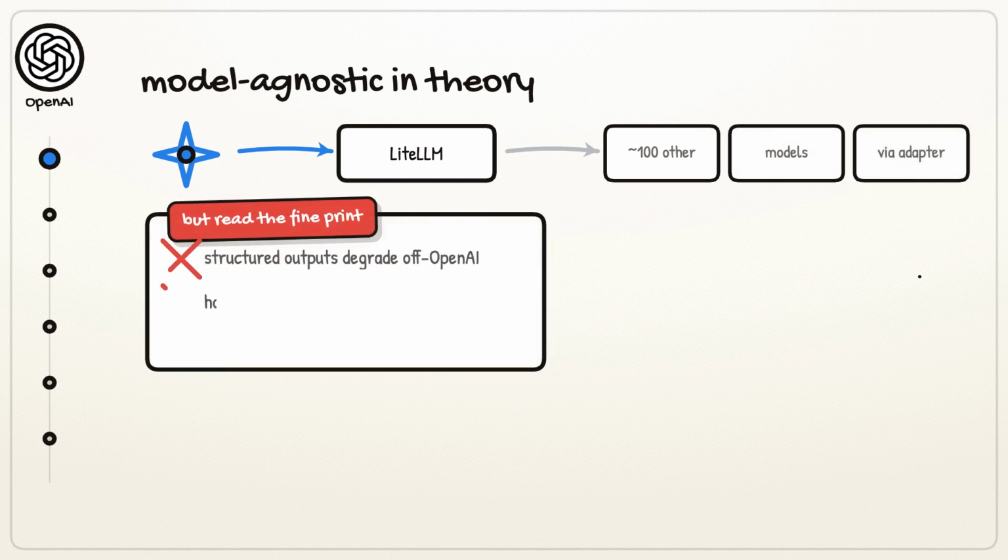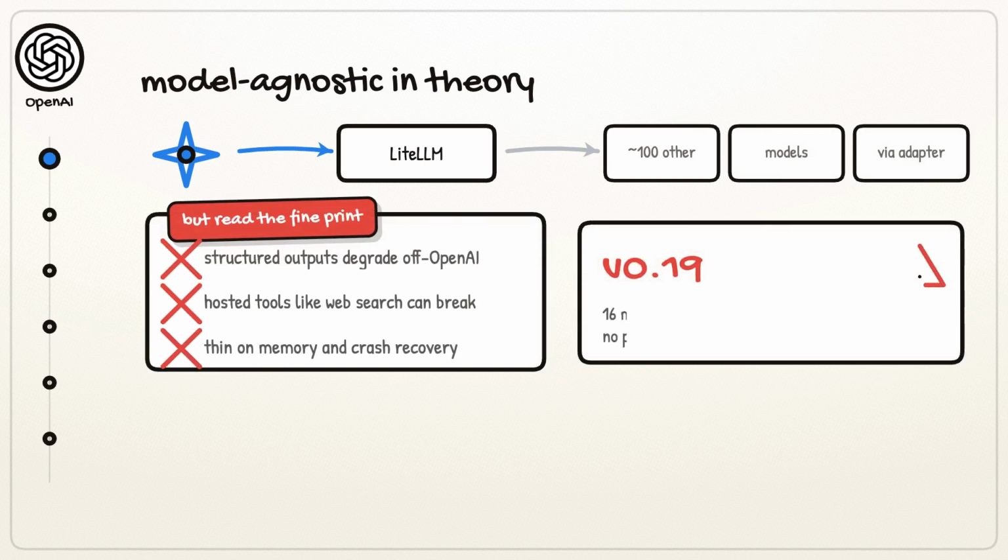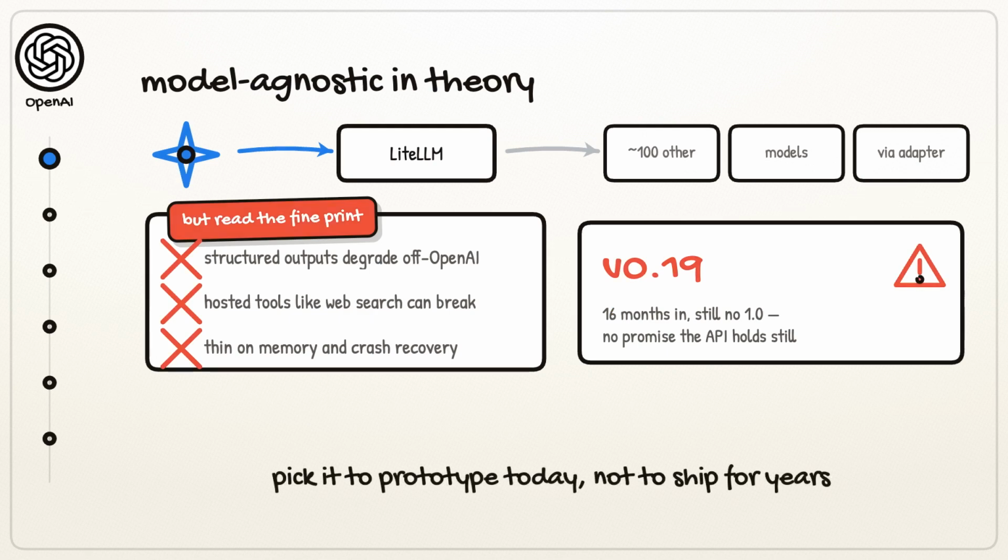Here is the significant caveat. It is still on version 0.19. 16 months after launch, there is still no 1.0 release, which means there is no formal guarantee that the API will not change under the hood. It is also thin on memory and crash recovery. So if you are building something long-running, you will be writing that part yourself. Choose this if you are new to agents, or if you are prototyping and want working code today.